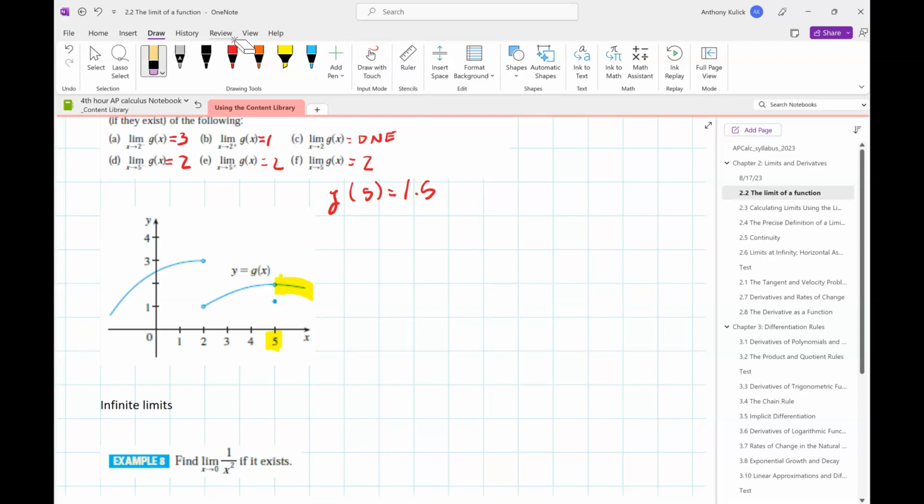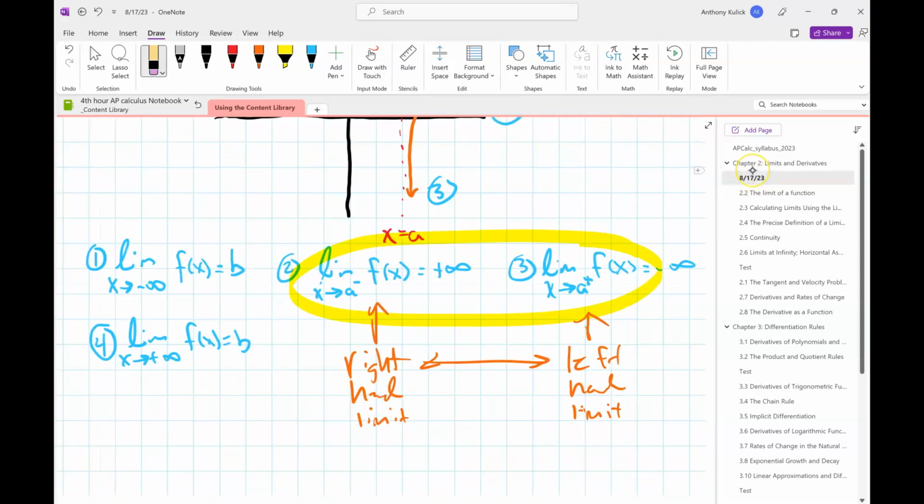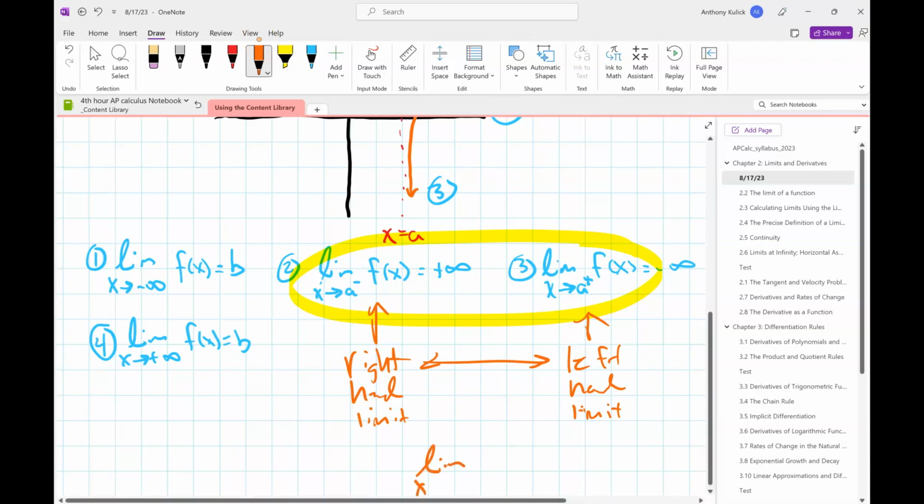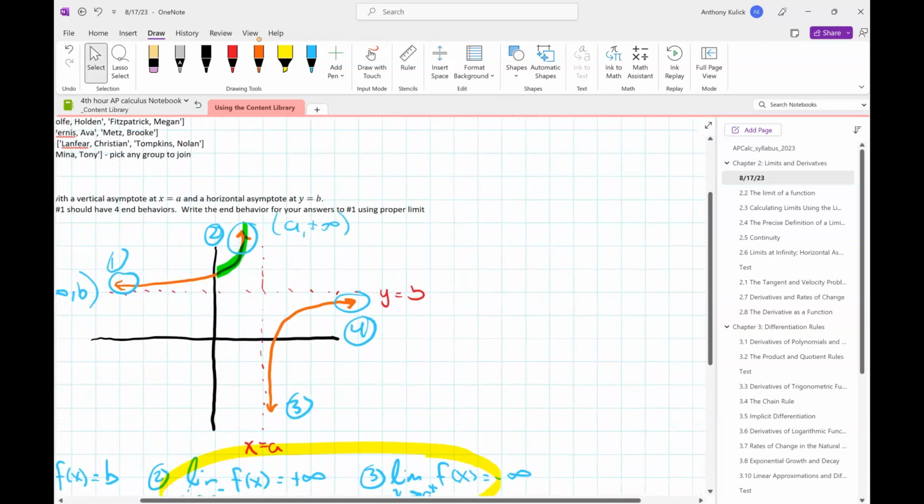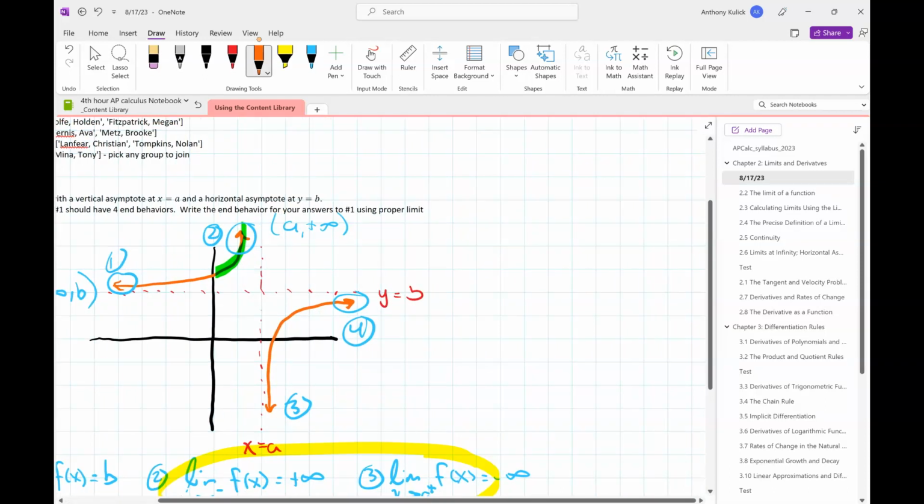Everybody happy? So far, so good? If we go back to the problem that we did yesterday, what can I say about the limit as x approaches a? Great. Why does it not exist? Because the limits disagree. One is positive infinity, the other is negative infinity. If I go back and look at my picture, one end is pointing up, the other end is pointing down at a. The left-hand limit and right-hand limit are different, so the limit at a cannot exist.